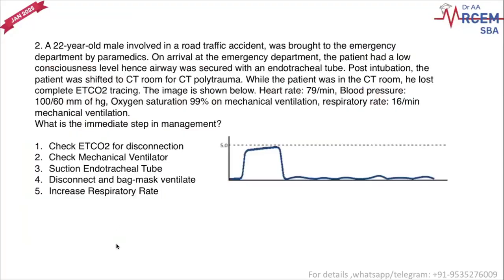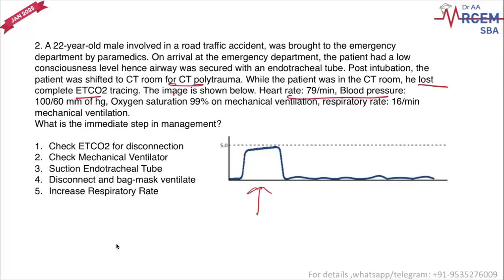A 22-year-old male involved in a road traffic accident was brought to the emergency department by paramedics. On arrival to the emergency department, the patient had a low consciousness level. Hence, the airway was secured with an endotracheal tube. Post intubation, the patient was shifted to the CT room for polytrauma. While the patient was in the CT room, he lost complete ETCO2 tracing. The image is shown here.